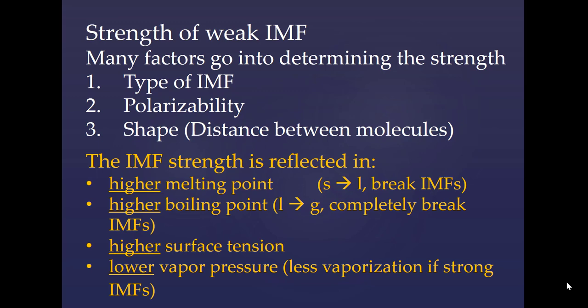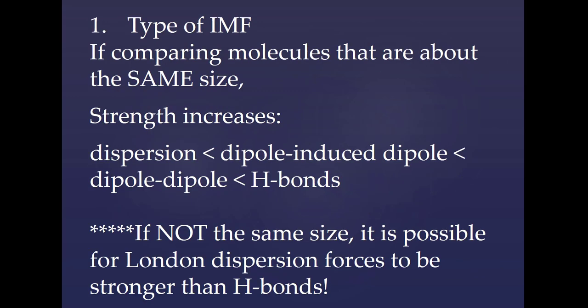And this is one trend that's less obvious than the other ones. The tighter the molecules are held together, the lower the vapor pressure. That means it's not very easy to turn it into a gas from a liquid. So again, less vaporization if you have a strong intermolecular force. Okay, the type of intermolecular force.